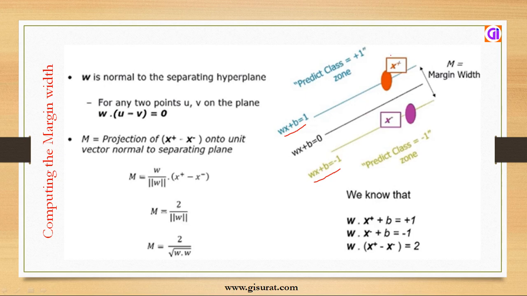So now let me just take 2 points. जैसे मैंने x positive और x negative दो points consider किए. So consider x positive is on the line wx plus b equal to 1. So in the place of this x, I can just put x positive. And x negative is on the line wx plus b equal to -1, so in the place of this x, I can just put x negative. So here I just write down 2 equations: w x positive plus b equal to 1, and w x negative plus b equal to -1.